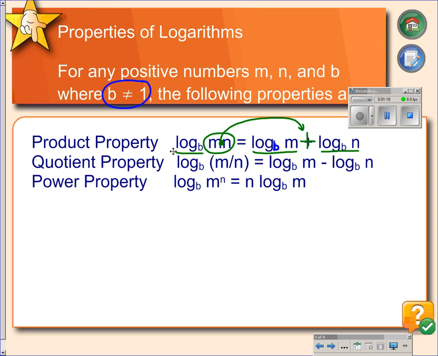The second property is about division. So if you have a division here, that means you have a subtraction over here when you expand it into 2 separate logs. And the third property says that if you have an exponent here, you can move the exponent to the front and multiply the exponent times the answer to the log base b of m. So we're going to try these properties. They should make more sense in a minute.